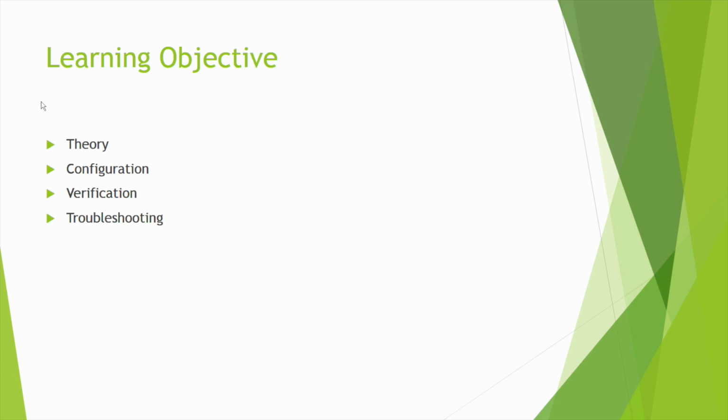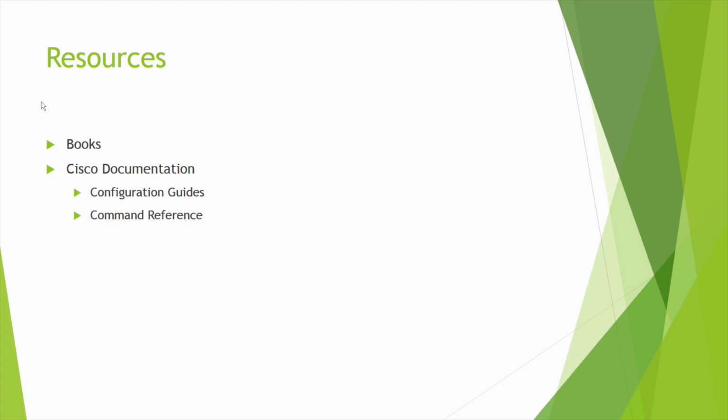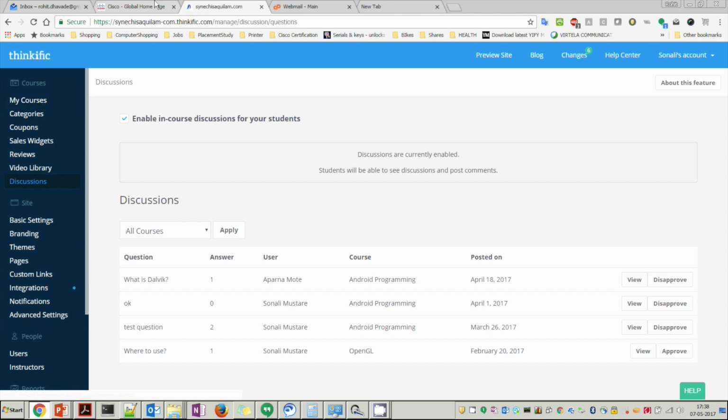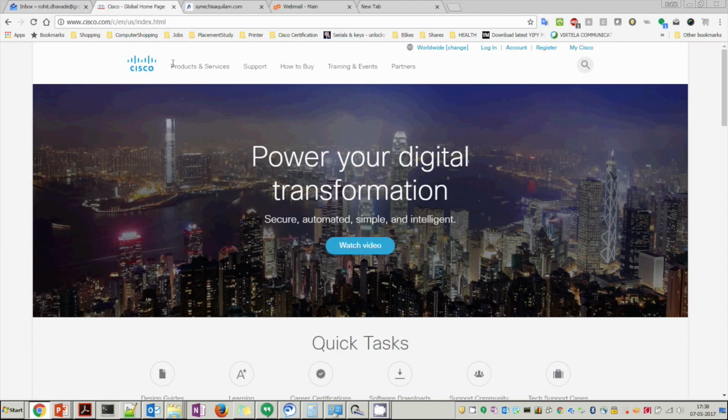And resources, so we have official Cisco technical books, which you can refer to as study guides for CCNA. And of course, official Cisco documentation is also present, so the command references and the configuration guides. These documents you'll find on the cisco.com page, in the support section, under networking software.